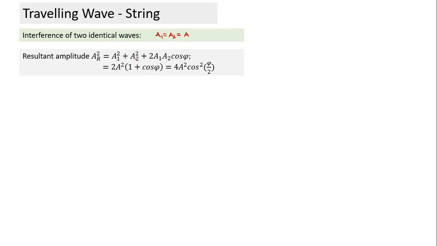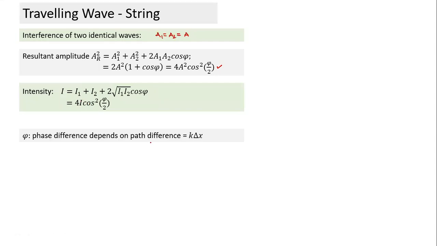When I substitute this term, it becomes equal to 2A square (1 plus cos phi), and 1 plus cos phi is equal to 2 cos square phi by 2. It becomes 4A square cos square phi by 2. That's the resultant amplitude in case of two identical sources. And in that case, what would intensity be? Similarly, intensity becomes equal to 4I cos square phi by 2, and depending on the value of phi, the intensity will vary.